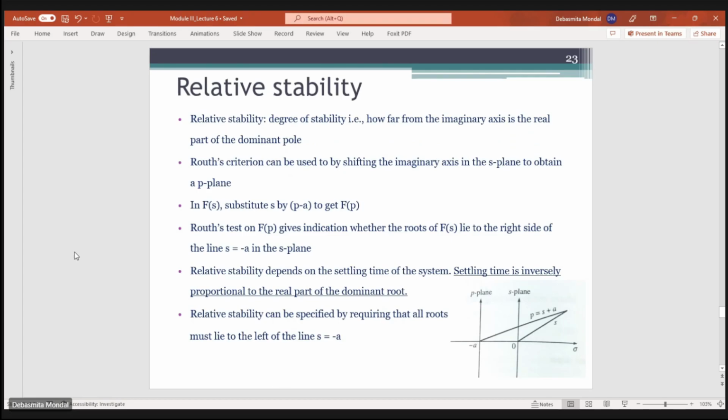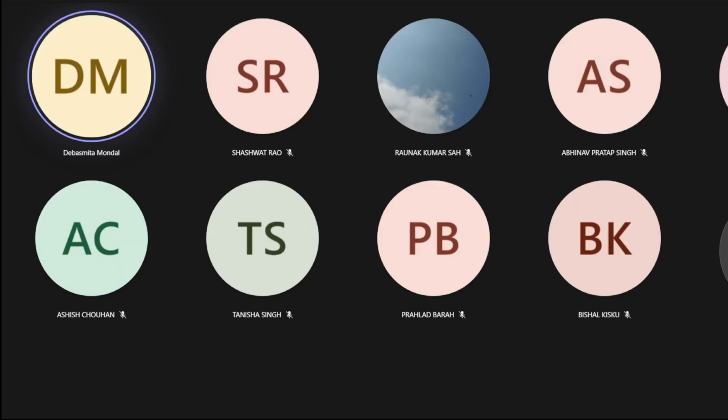Okay, so is there any doubt in understanding this concept? Is there any doubt? No. Okay, fine. So then that's all for today.